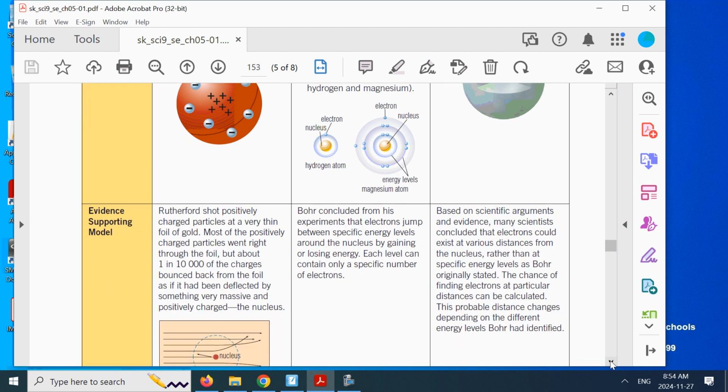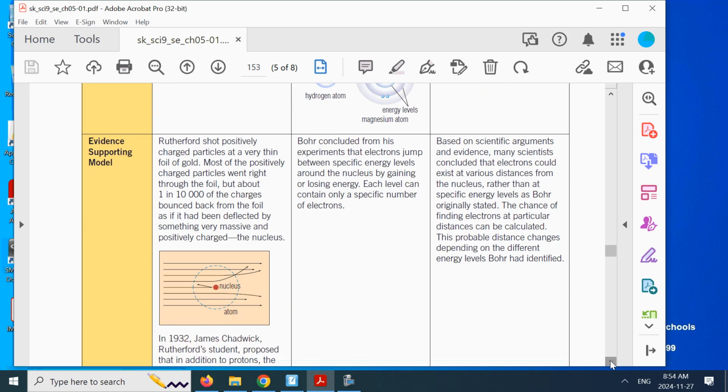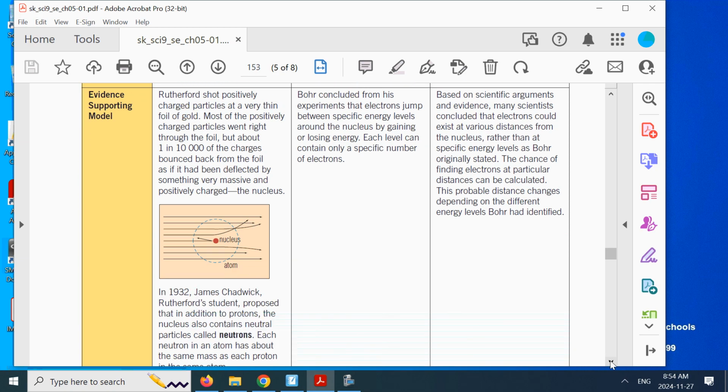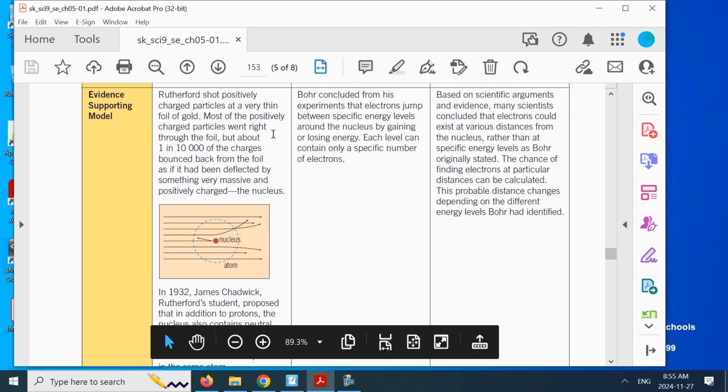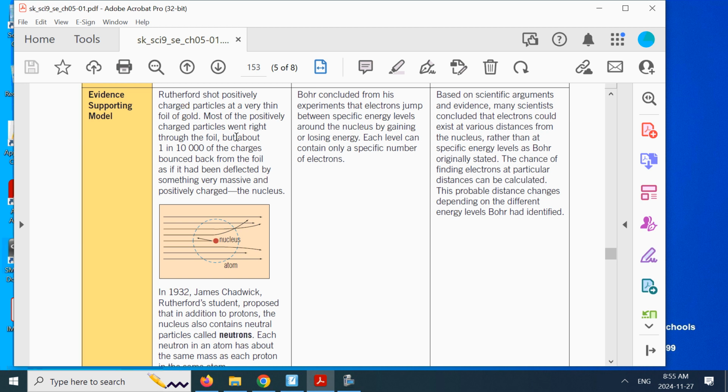How did he do this? He actually didn't expect this to happen. Rutherford shot positively charged particles at a very thin foil of gold. Gold is good to use because you can hammer it really thin into a foil. And most of the positively charged particles went right through the foil. That was unexpected. What was also unexpected is that about 1 in 10,000 of the charges bounced back from the foil as if they'd been deflected from something very massive and positively charged, the nucleus.